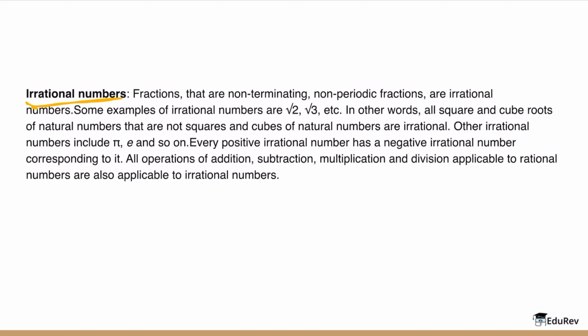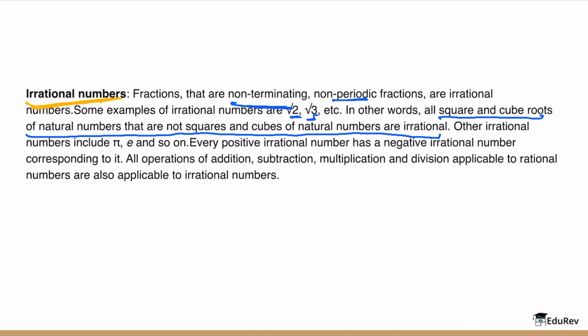So irrational numbers, what are these? Fractions that are non-terminating. Non-terminating means they are never ending. They are non-periodic, so that means they are not ending and they are not repeating. These are the irrational numbers. Some examples of irrational numbers are root 2 and root 3. In other words, all the square and cube roots of natural numbers that are not squares and cubes of natural numbers are irrational numbers.